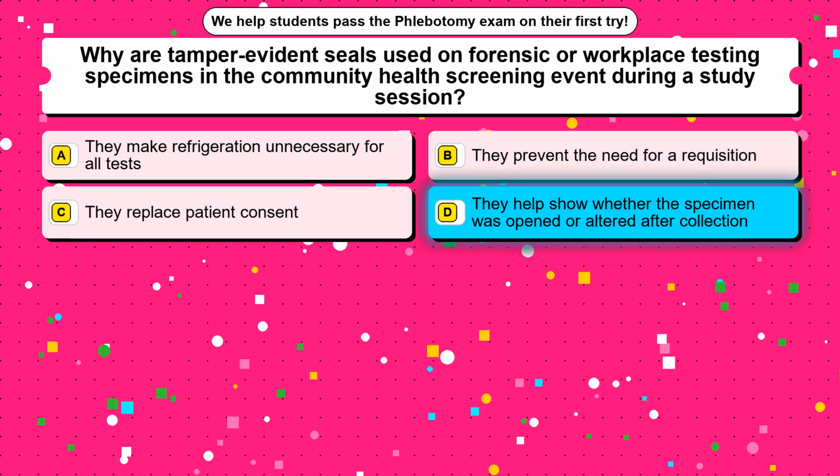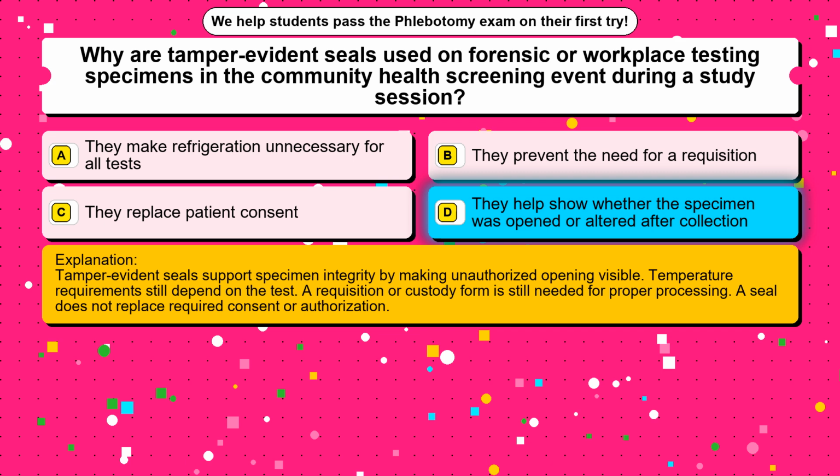The correct answer is option D. They help show whether the specimen was opened or altered after collection. Tamper-evident seals support specimen integrity by making unauthorized opening visible. Temperature requirements still depend on the test. A requisition or custody form is still needed for proper processing. A seal does not replace required consent or authorization.